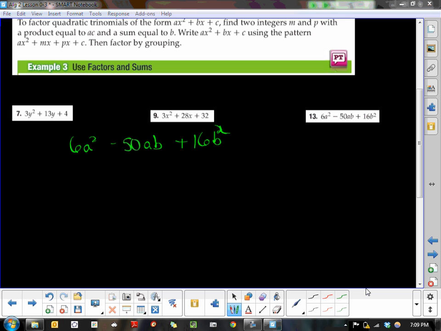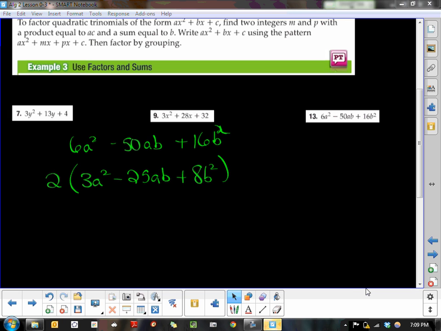If I pull out the greatest common factor, I can pull out a 2. When I say pull out, I'm dividing everything by 2. It's going to be 3a squared minus 25ab plus 8b squared. Now I can't pull an a out of all three terms because there's not an a in this term. I can't factor a b out of all those terms because there's not a b in that term. So all I can do is factor out a 2. I just took care of our greatest common factor.